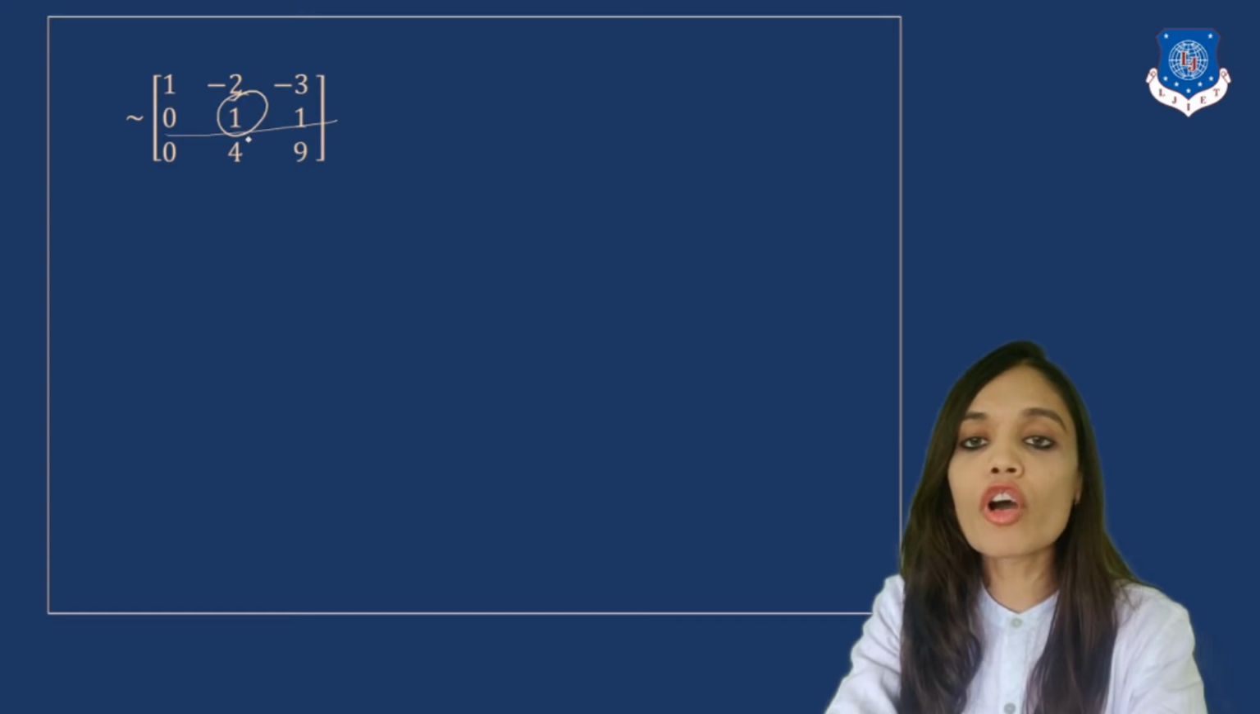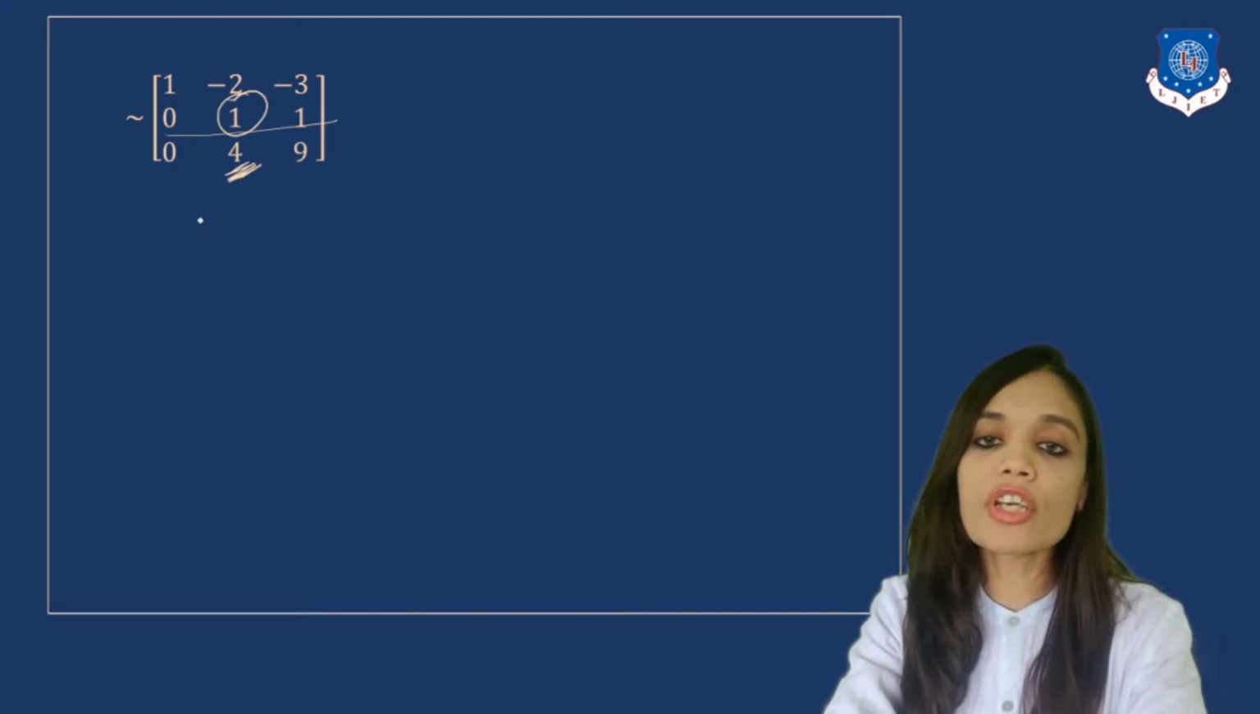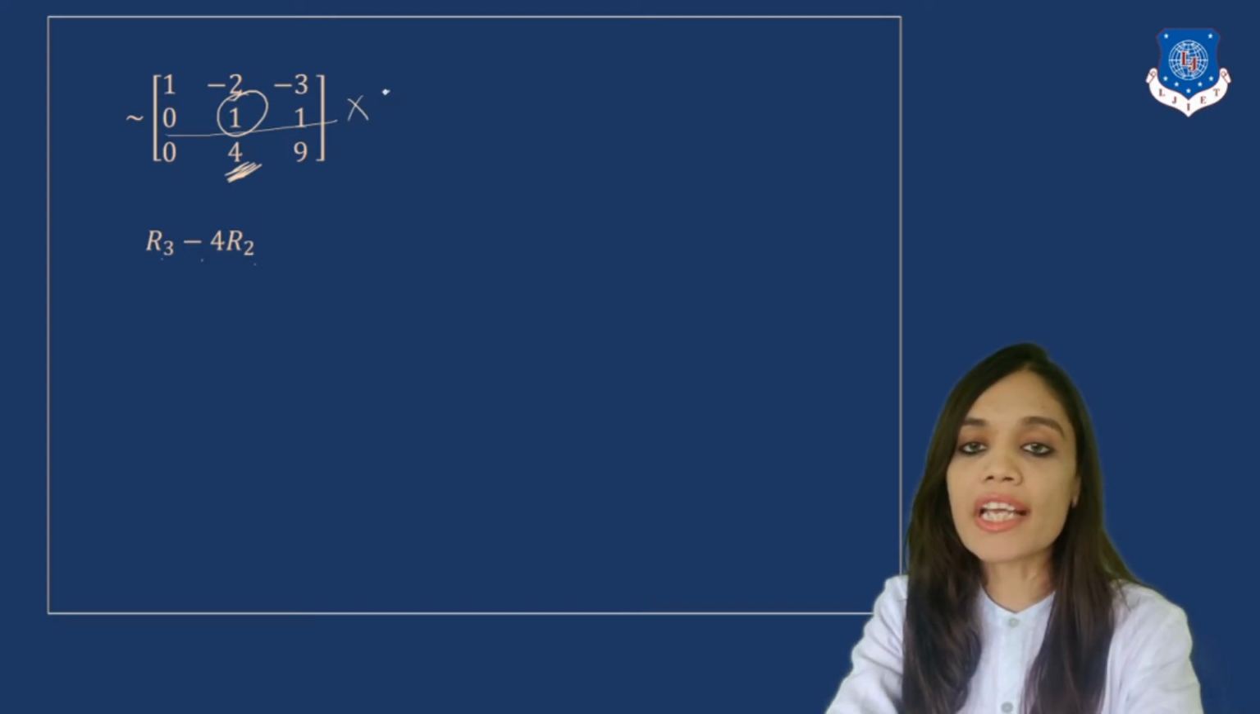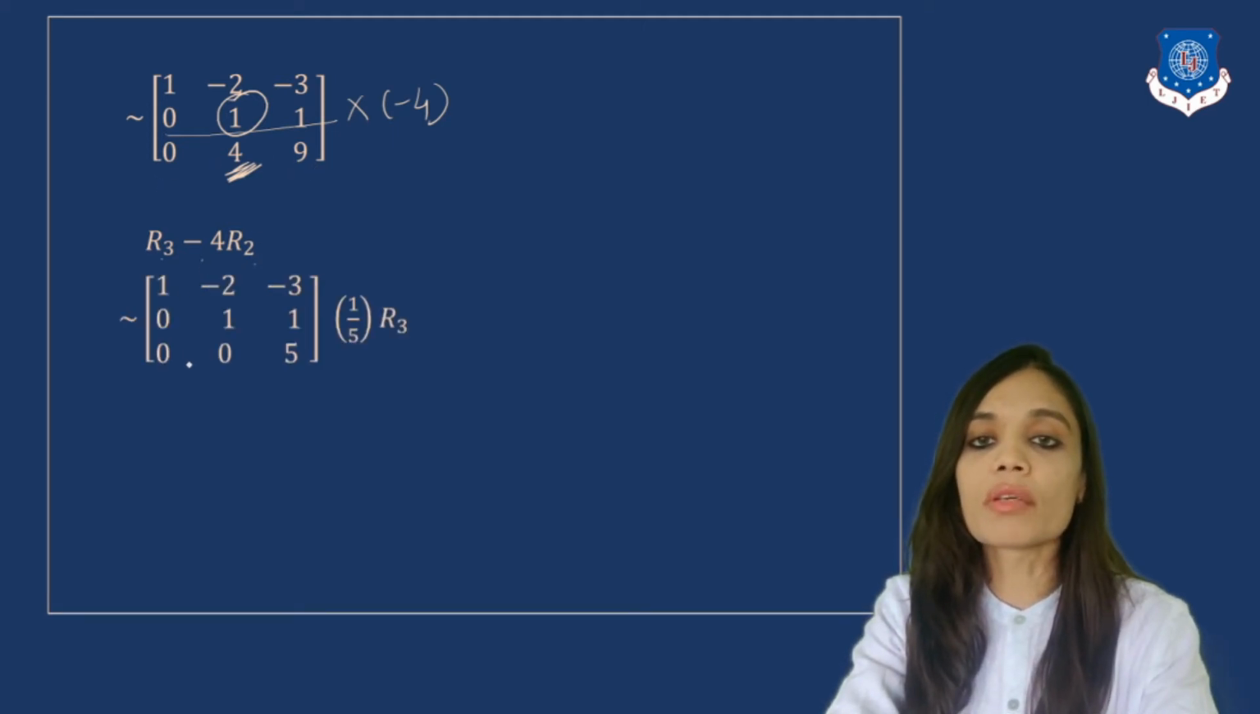Now in order to form row echelon form, we have to form 0 at this place. So which row operation will we use? R3 minus 4 R2. That is, we have to multiply the second row by minus 4 and add it into R3. So the first two rows will remain as they are. Just multiply row 2 by minus 4.